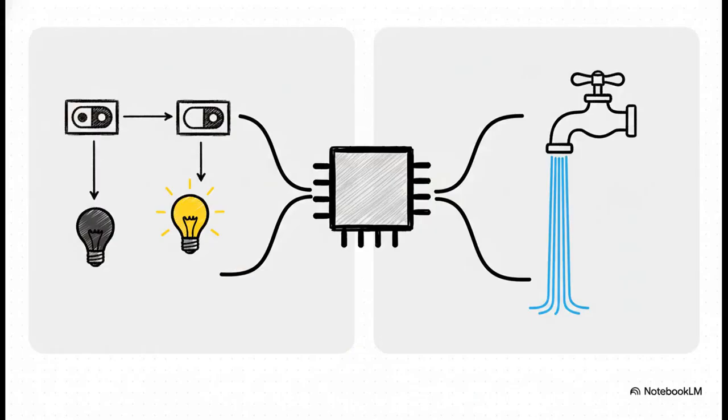So on one hand, yeah, it's a nearly perfect electronic switch. But on the other hand, it can be an incredibly precise, controllable source of electrical current. So how can one little device be both of these fundamentally different things? The secret is all in the voltages we apply to it.